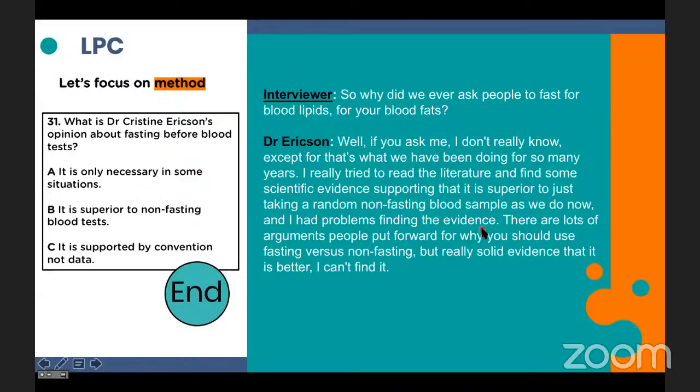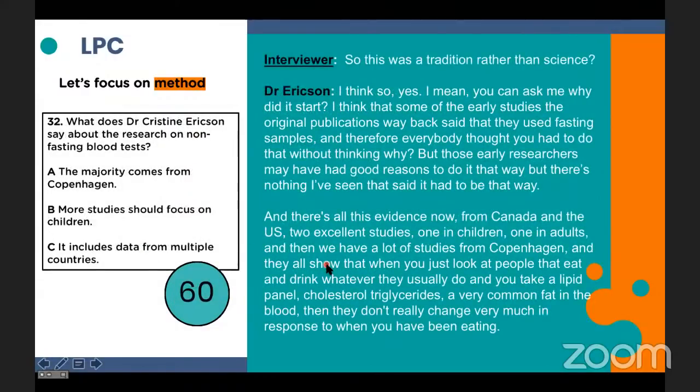Okay, she says here, problems finding the evidence, lots of arguments put forward, but really solid evidence that is better, I can't find it. So no evidence or no data, supported by convention, not data. Okay, C for 31.